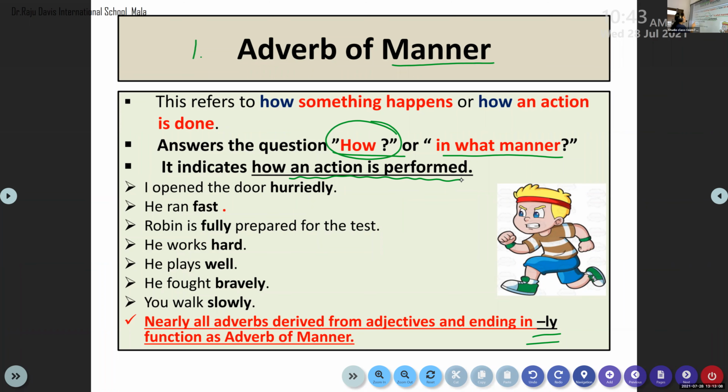I opened the door hurriedly. To get the adverb of manner from this sentence, I should ask the question how. How did I open the door? I opened the door hurriedly. So which word have I got as an answer? Hurriedly. So hurriedly is an example of adverb of manner here. Am I clear?